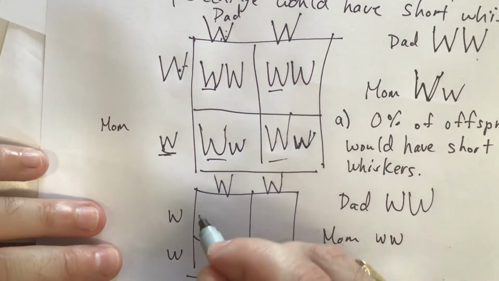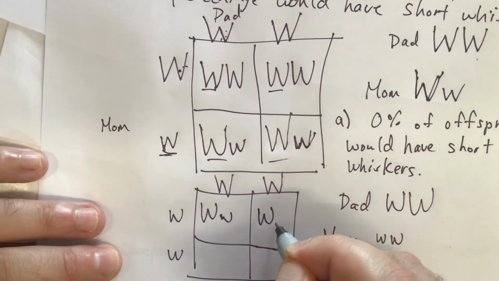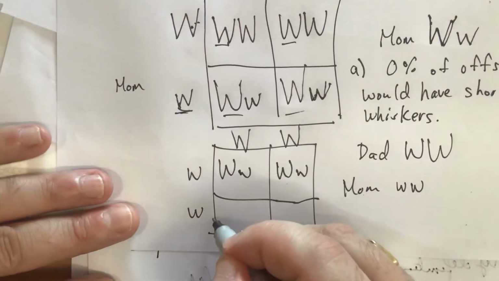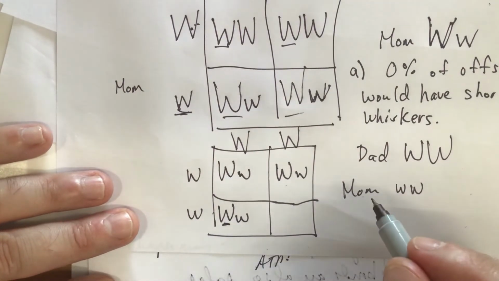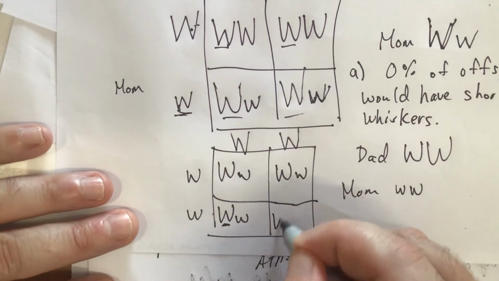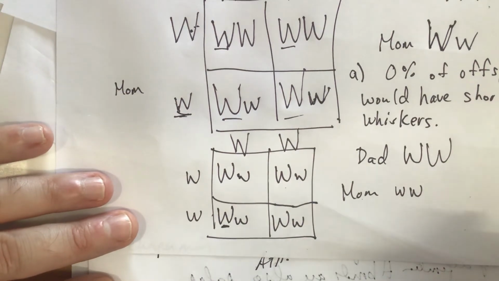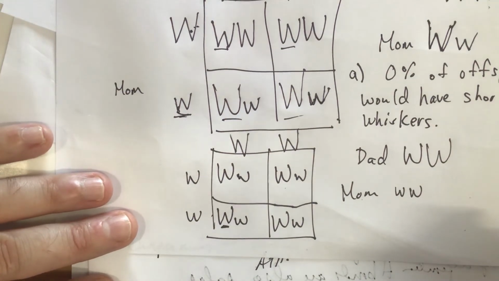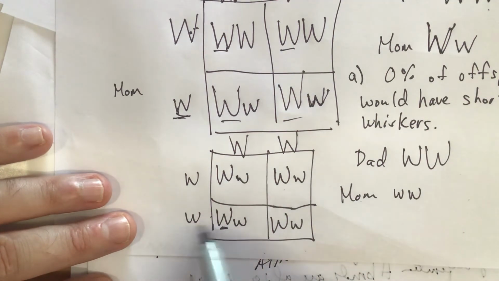Okay, so in this case, big W, little w, big W, little w, big W, little w. We still always put the dominant trait first, and then this one, big W, little w. Okay? So what percentage has short whiskers? Well, in this case, again, 0% has short whiskers. Why? Because we don't have two recessive traits that line up.